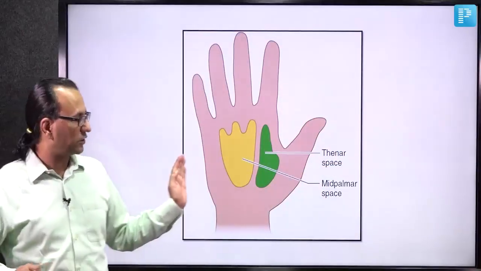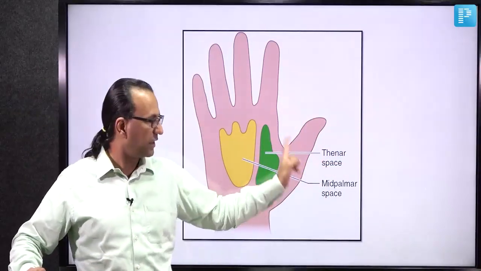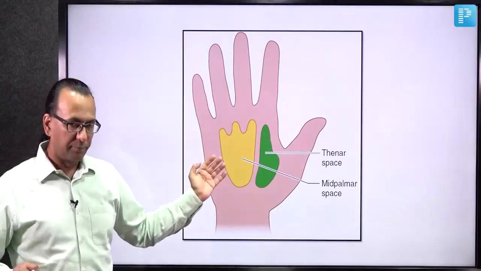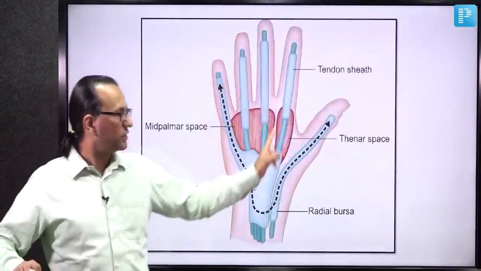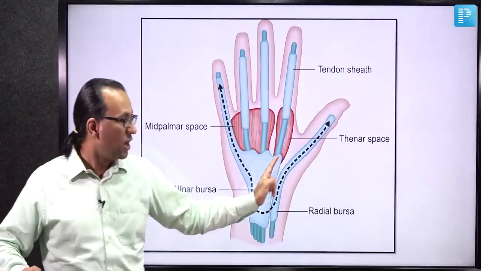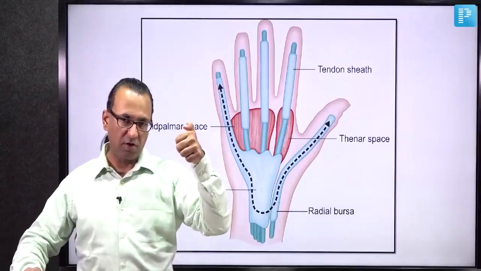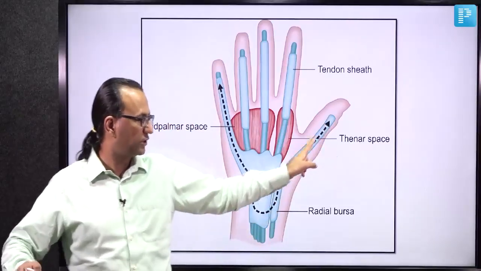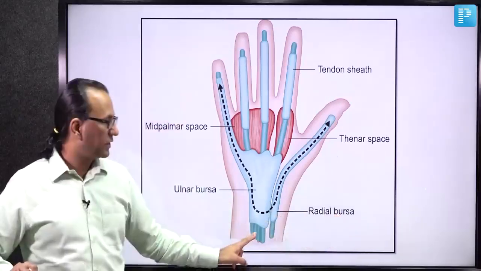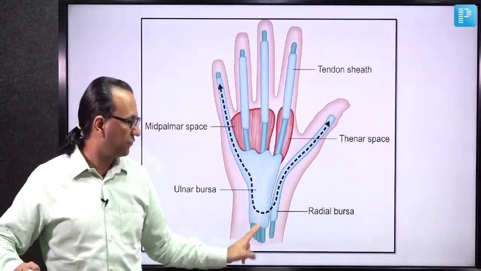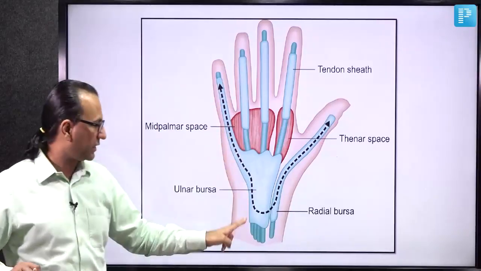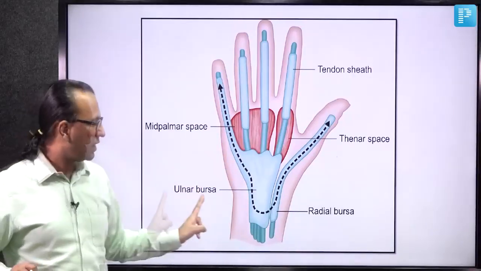Talking about the spaces in the palm, you will find towards the thumb there is a thenar space, and towards the other fingers medially there is a mid-palmar space. In addition to this thenar space towards the thumb and the mid-palmar space, there are other spaces also, like you have the tendon of flexor pollicis longus. Through that comes the synovial sheath, and there is a bursa which is called the radial bursa. And towards the little finger, you will have the synovial sheath which is covering the tendon of flexor digitorum muscles, and that is forming an ulnar bursa.